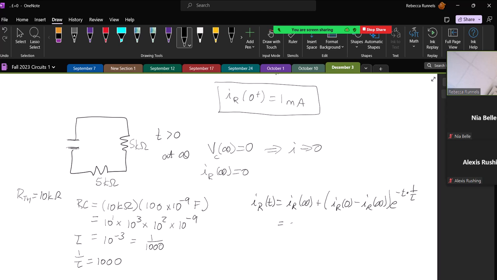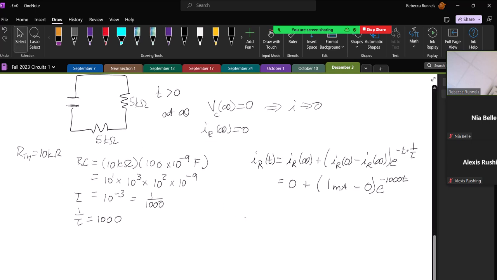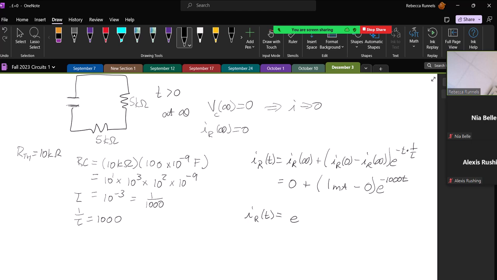So IR at infinity is 0. IR at 0 was 1 milliamp. At infinity it was 0. 1 over tau was 1,000, so that'll be minus 1,000 t. So I can just write IR of t equals 1 e to the minus 1,000 t milliamps.